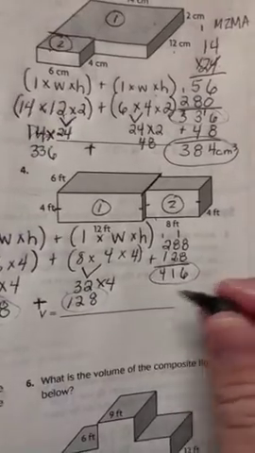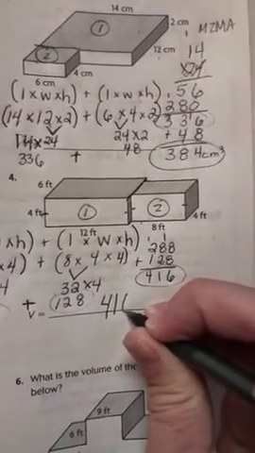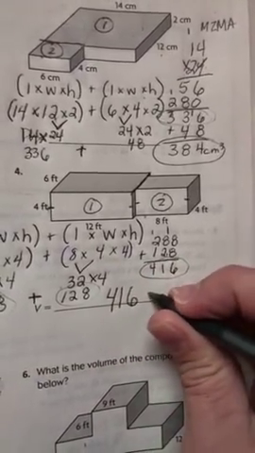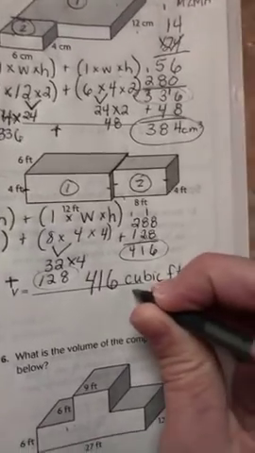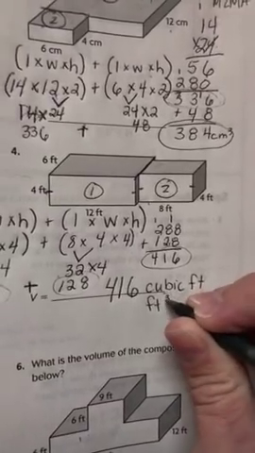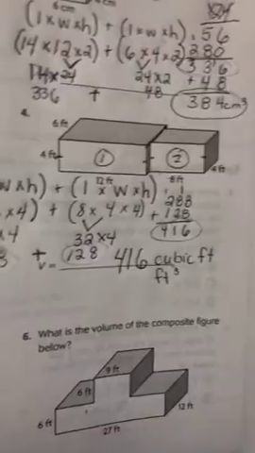That's what they do. They get paid to figure out how to trick you, to figure out what mistakes you're going to make. So 416 cubic feet, or if you remember feet cubed, that 3 just means it's a three-dimensional figure. There are 3 dimensions: length, width, and height.